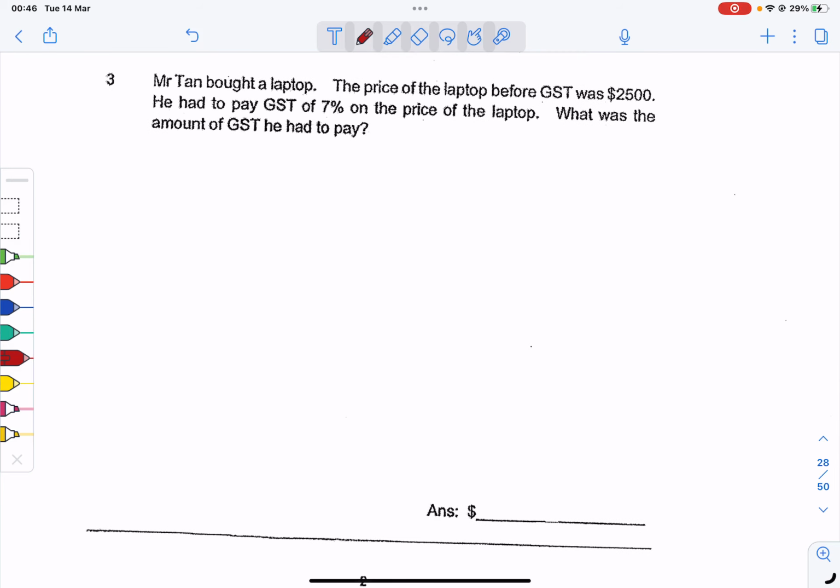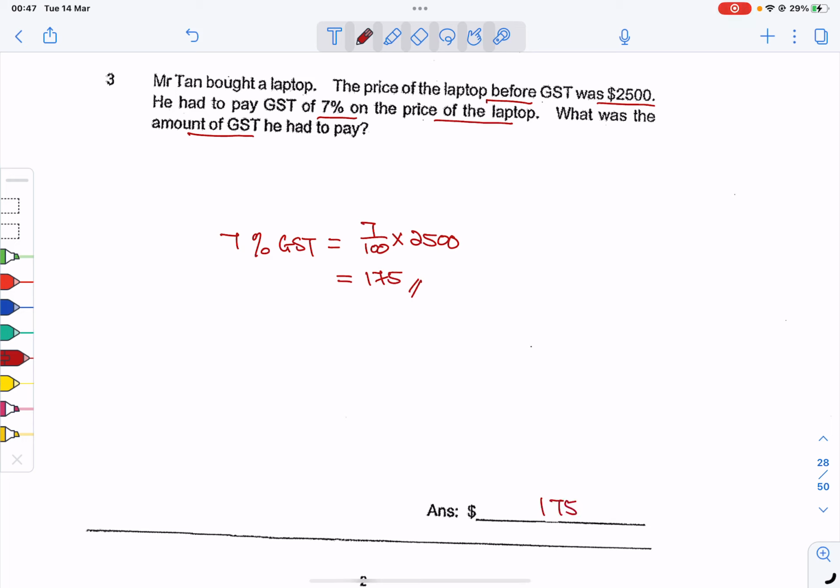Question number 3. Mr. Tan bought a laptop. The price of the laptop before, means without GST, was 2005. Now, he had to pay GST of 7% on the price of the laptop. What was the amount of GST? So the question asks for the amount of GST only. So 7% GST is 7 over 100 times the price of the laptop, 2005. Therefore, GST is $175.